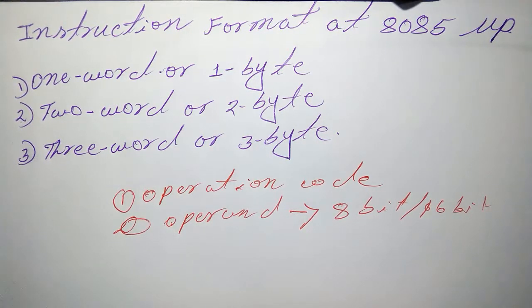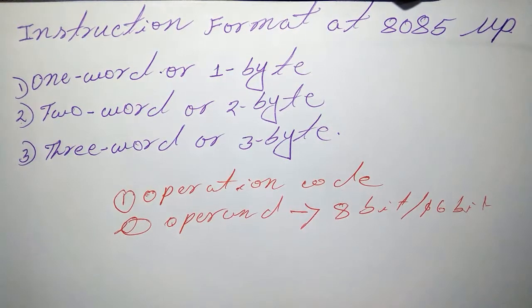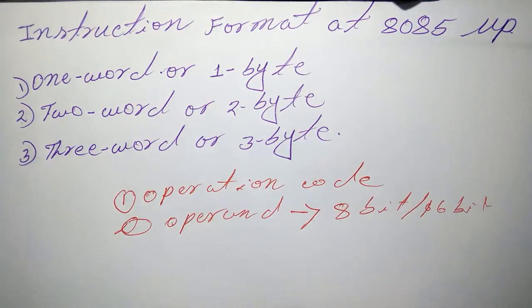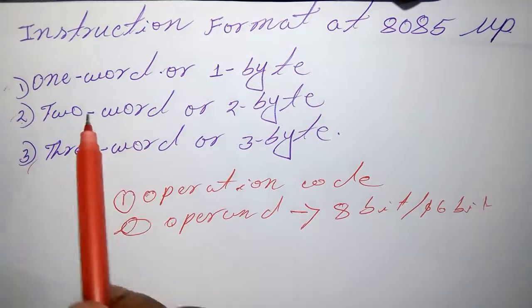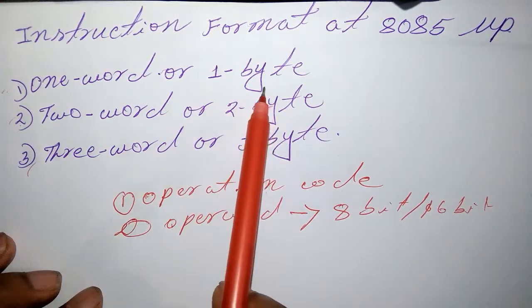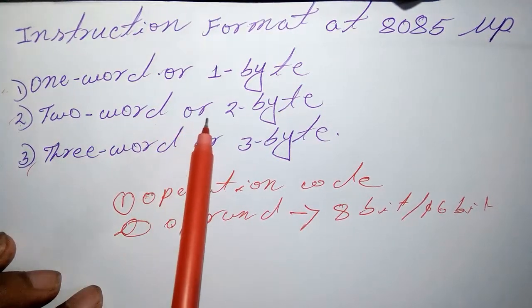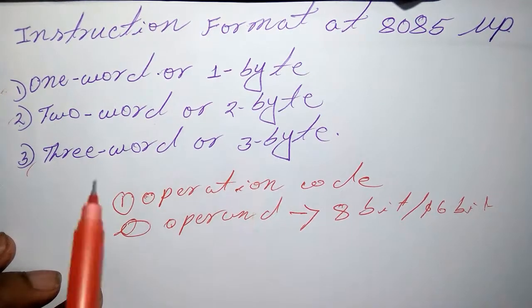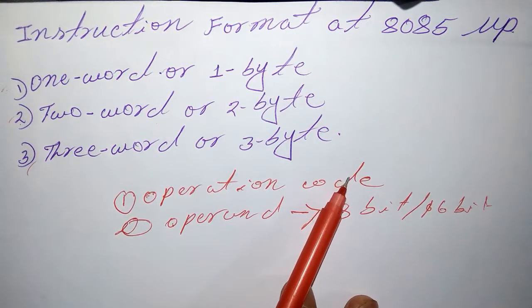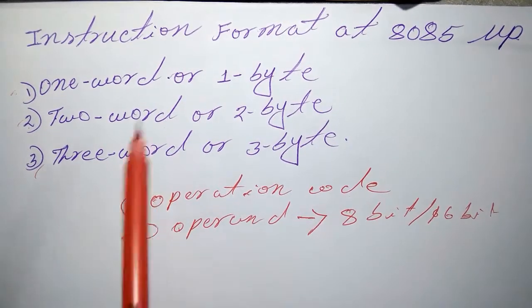So the instruction word size in the 8085 instruction set is classified into the following 3 groups. First one is 1 word or 1 byte, second is 2 word or 2 byte, and third one is 3 word or 3 byte. So here I first discuss 1 word or 1 byte.